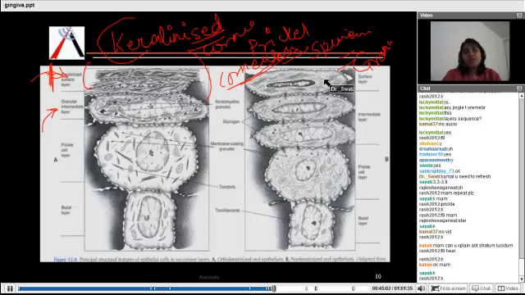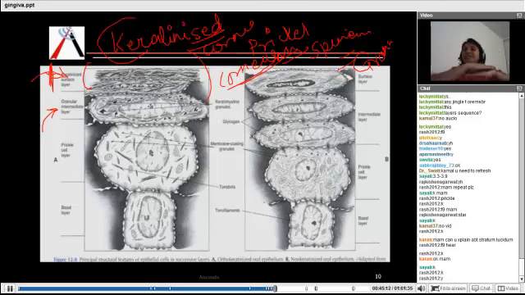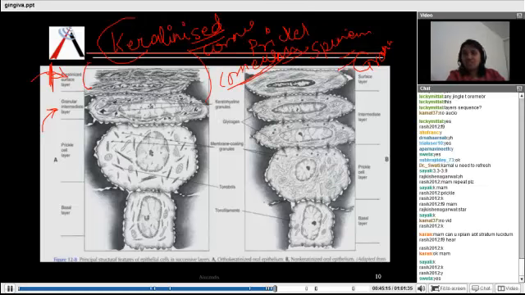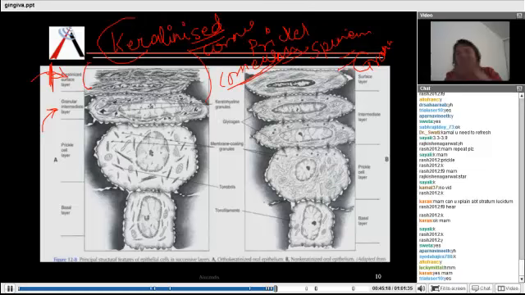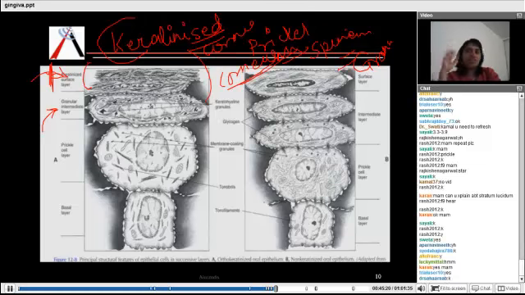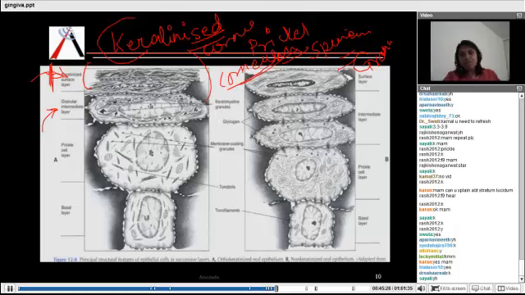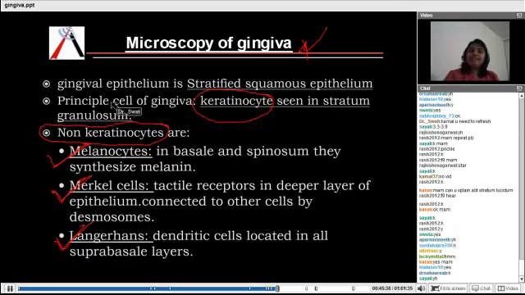Now when we actually go into the non-keratinocytes: all the layers we talk about, the basal, spinosum, everything, are made up of epithelial cells which are called keratinocytes. Any other cells other than these keratinocytes which are present in these layers are called non-keratinocytes. In that we have the melanocytes. Melanocytes are present in the basal and the spinous layer. You all must be able to imagine which layers: it is the lower two layers where we have the melanocytes, and they synthesize melanin.